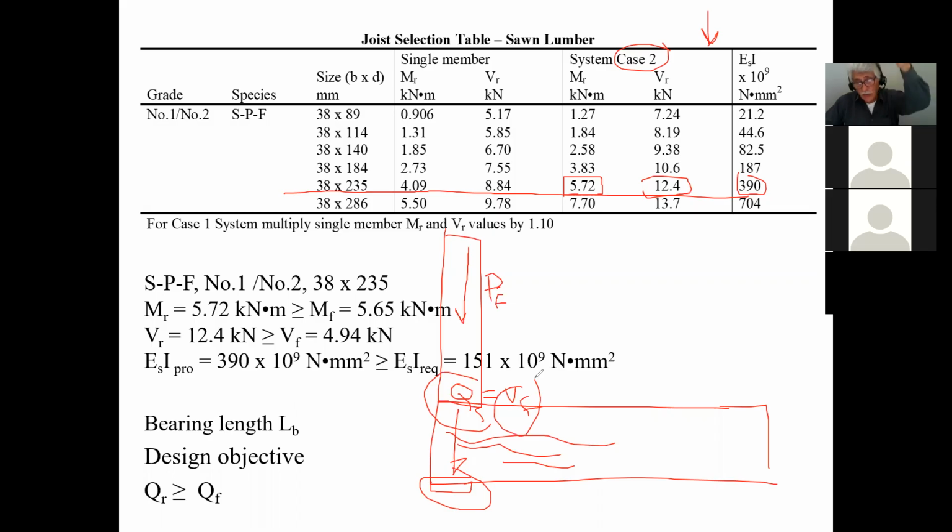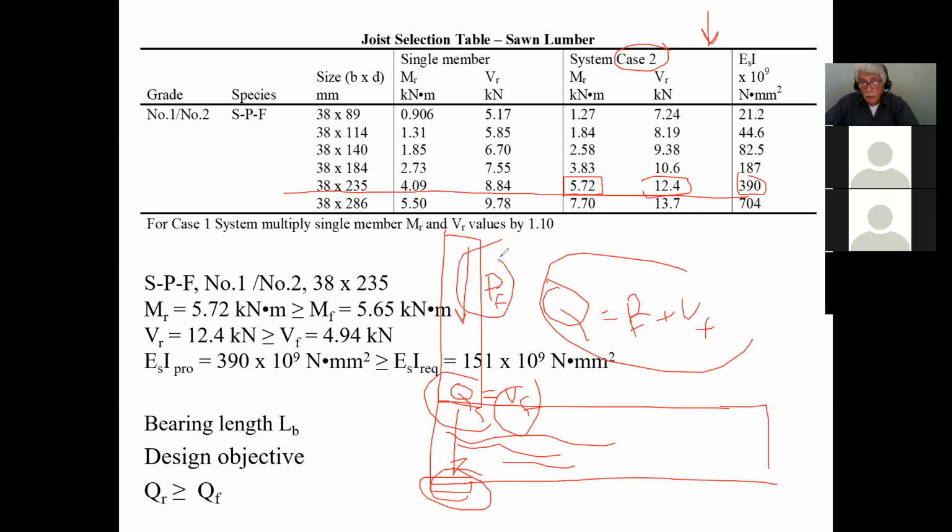Exactly. In other words, you sum up all the forces going across, perpendicular to the grain of the wood, and therefore in that case your QF would be equal to your PF plus your VF. That's why you have to be careful when you have your joist sitting underneath a bearing wall. You have to worry about the PF coming down from the bearing wall as well as the VF coming from your joist, okay? So that's good.